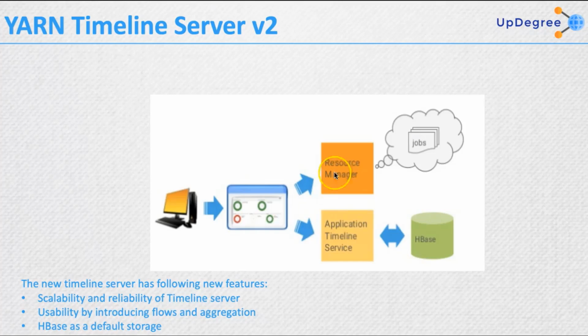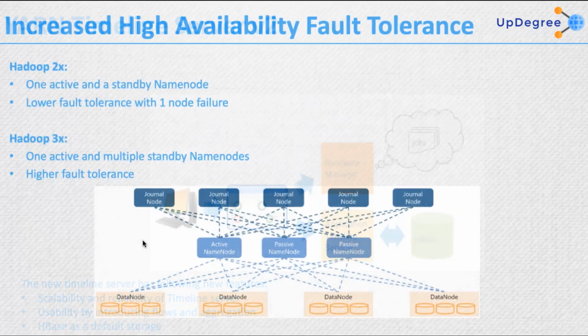So the new timeline server has the following features: it is more scalable and reliable than the previous version. Usability is improved by introducing flows and aggregation, so you can see what the current flow is completely, the top to bottom approach or bottom to top approach, and there you will also be able to do the aggregation related to the history that you have for the application. And HBase becomes the default storage rather than HDFS.